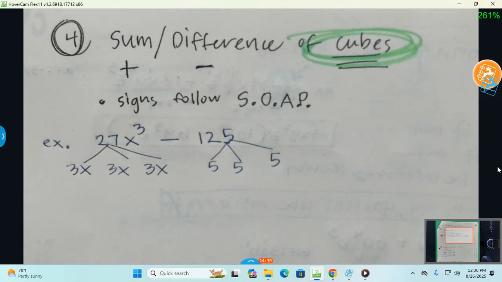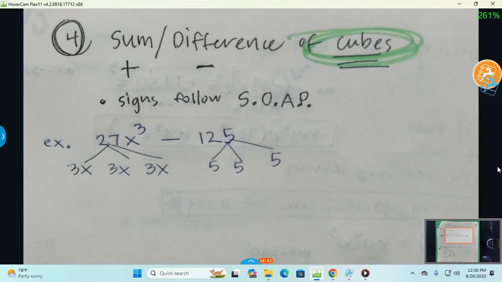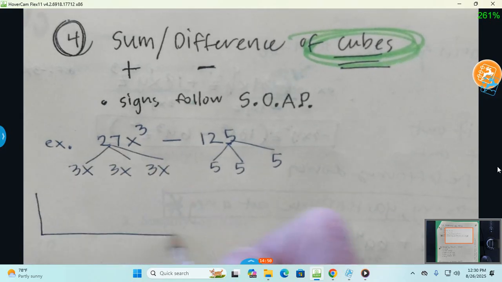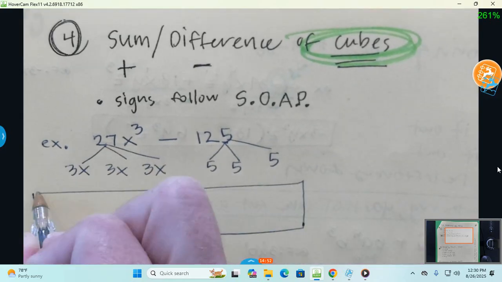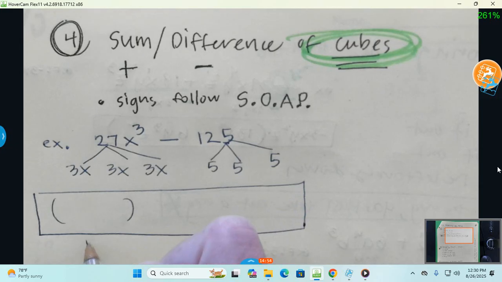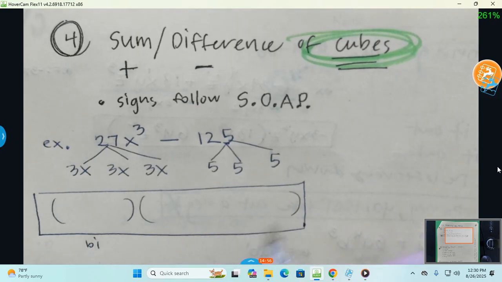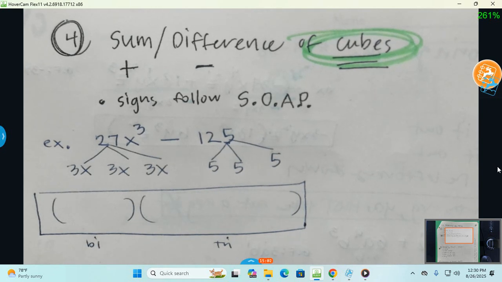That part's easy. Now, here's where this explanation, I know one time is not going to be enough, okay? It'll take some practice. Here's what you do. You're ready to write your answer. Your answer is always going to be a binomial in the front with a trinomial in the back. In other words, 2 terms up here and 3 terms back there. It's always going to be that way.